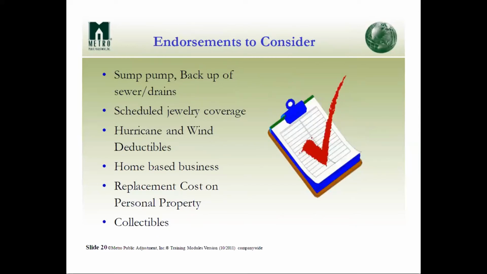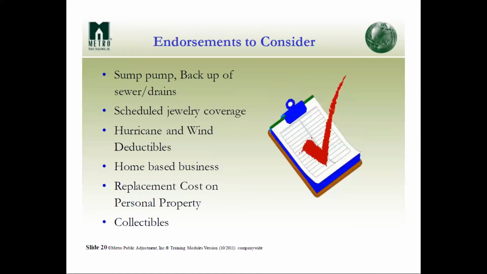Another thing that you want to look at in your endorsements is the scheduled jewelry. Now, it may not be jewelry. You also want to ask about furs. You want to ask about collectibles. I always talk about whether or not somebody's got a baseball card collection, because that seems like an innocuous kind of collection, but some of those cards are pretty valuable, and people that know about those cards know that.